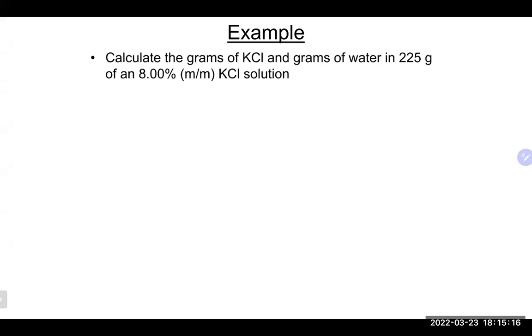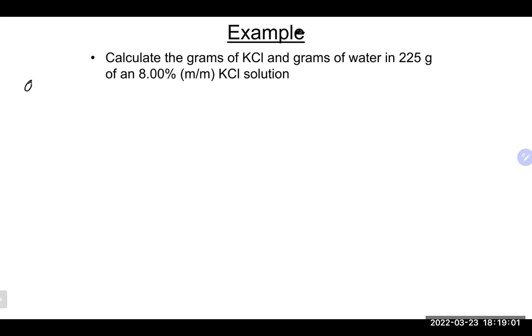So basically there's 225 grams of a KCl solution that has a concentration of 8% by mass. All right, take a couple minutes. You should be looking for two answers. What is the mass of the KCl? And what is the mass of water in this solution?